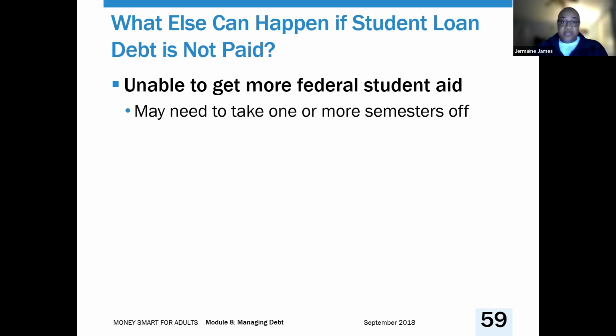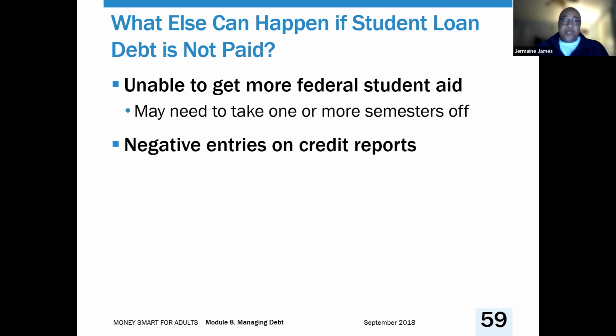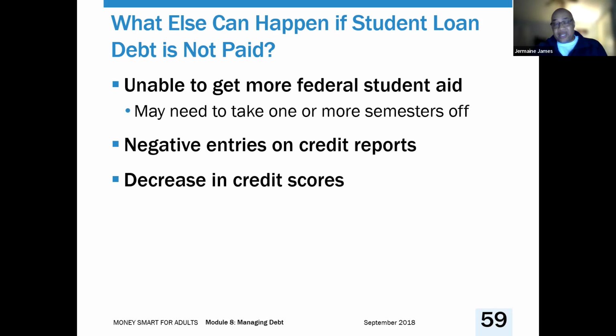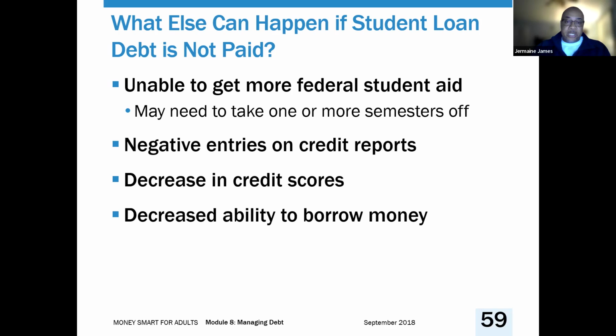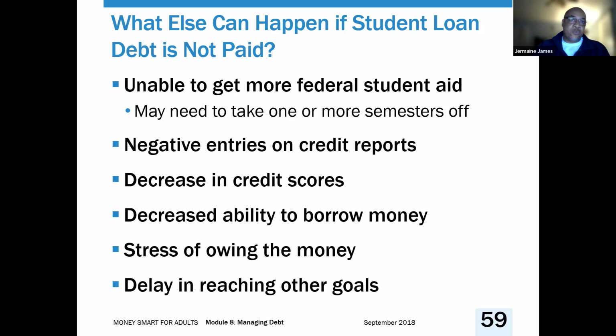What else can happen if the student loan debt is not paid? You'll be unable to get more federal student aid, and you may need to take one or more semesters off, which means a disruption, especially if you're working towards attaining a higher education. Staying current with your student loans would definitely put you in a position to get more federal student aid. Negative entries on the credit reports, right? Which then, of course, results in a decrease in your credit scores and decreased ability to borrow money. And then, of course, there's always the stress of owing the money, which could potentially delay you in reaching some of your other financial goals.